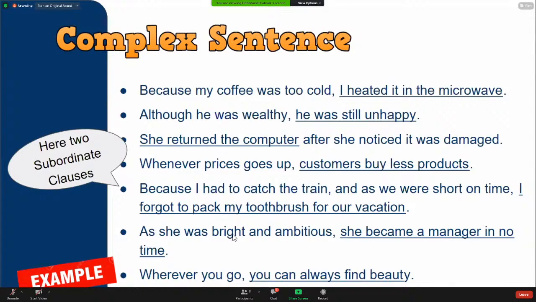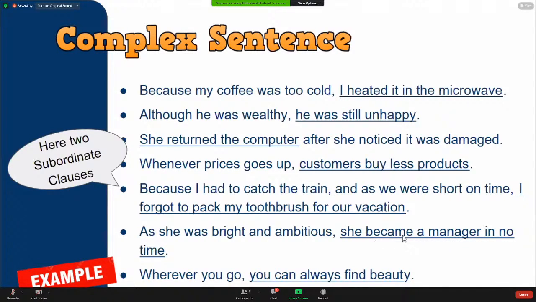So she was bright and ambitious. She became manager in no time. Okay, मतलब उसका talent था और बहुत ambitious था. इसका मतलब बहुत ही कम समय में, within very little time, she became a manager at a very young age. You can say that. She became manager in no time.